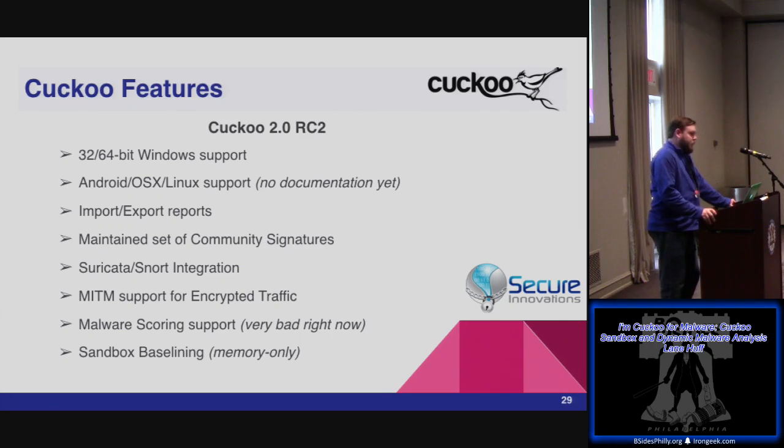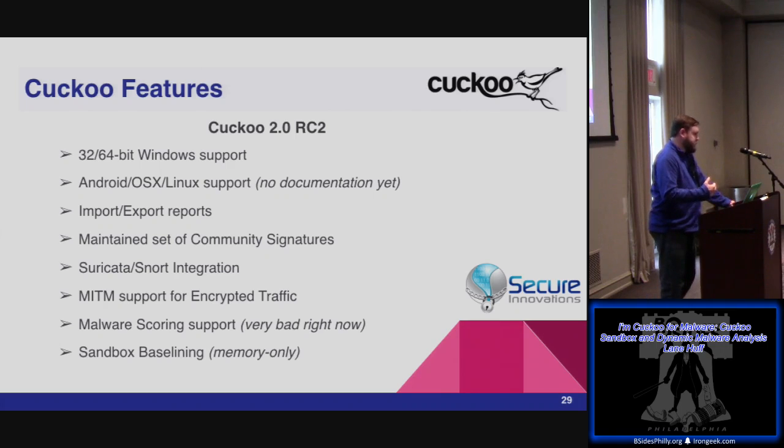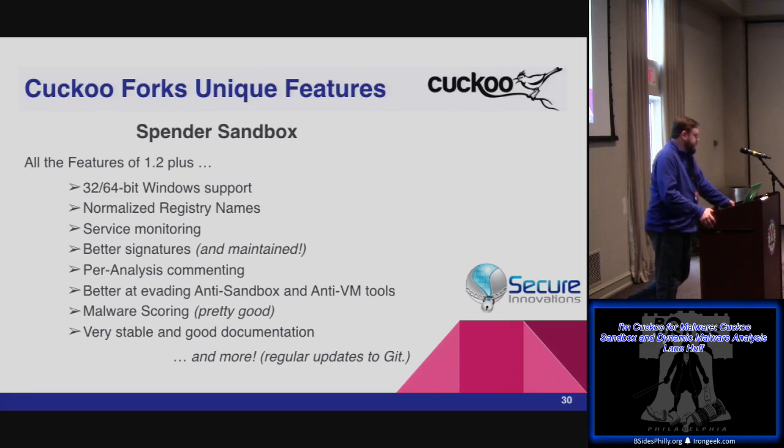Man-in-the-middle support for encrypted traffic is really cool, because a lot of these new samples out there encrypt everything that they do. So if you can man-in-the-middle that, it's really neat to look at that traffic. And then they have malware scoring support, which is terrible. Don't use it. But there's the sandbox baseline, which is something they're moving forward with. Basically you run your sandbox without a sample, and then when you run the sample, the idea is you get the deviations from that baseline. Right now, it's memory only, so it would take a Volatility sample and do that. So you don't have anything as far as registry keys or Windows processes. It's just memory, but it's still pretty cool. And then the Spender Sandbox is basically version 1.2 of Cuckoo, but they added 64-bit Windows support and normalized registry names, which makes it a lot easier.